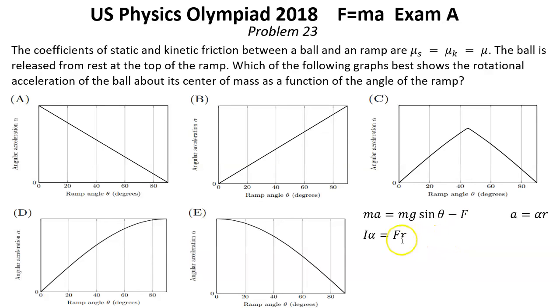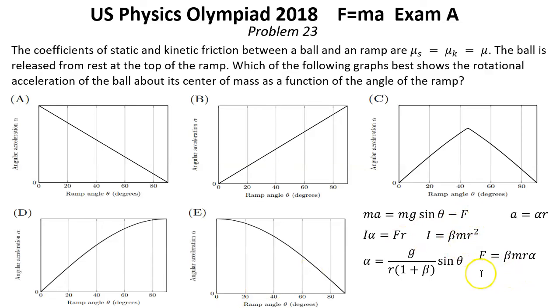And from here, if we use a formula for moment of inertia, which in common case equals beta m r squared, we have angular acceleration equal to this expression. Here we can see that this angular acceleration is increasing from 0 till some critical angle where we start to slip.